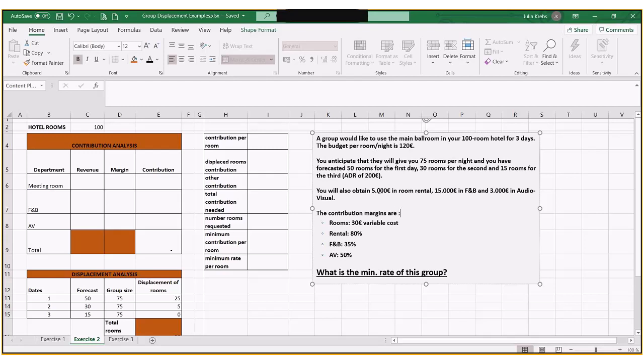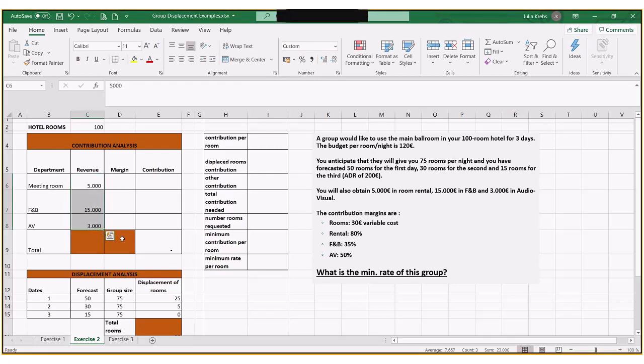So we're getting 5,000 from the meeting room rental. So that's our revenue. I'm going to put that in here, 5,000. Then we're getting 15,000 in F&B. I assume some lunch, maybe some dinner or coffee breaks. And audiovisual is 3,000. Perfect. That's the revenue.